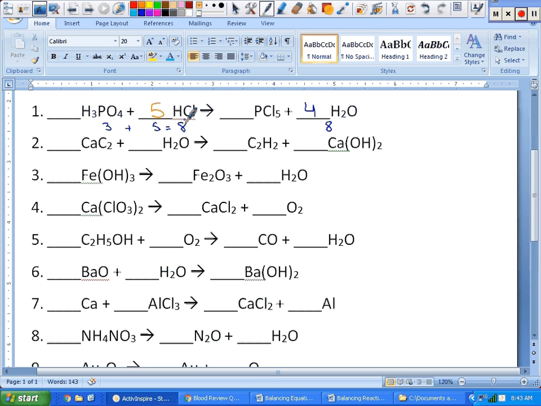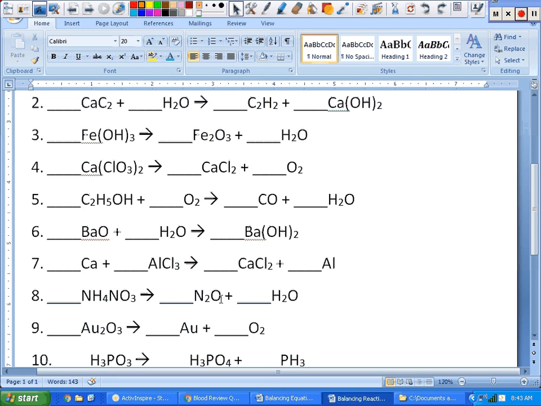All right, let's do number 2. C2 plus water plus C2H2 plus calcium hydroxide. Save the what and what for last? H's and O's. Okay. So I've got one Ca, and how many over there do I have? One, so I'm good. I've got two C's, and I've got two C's. All right, now we're down to H's and O's. Which one's possibly going to be easier to balance? O's.